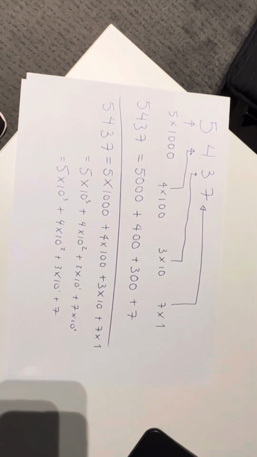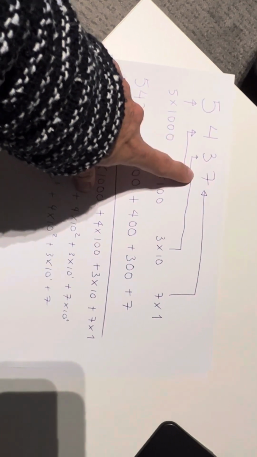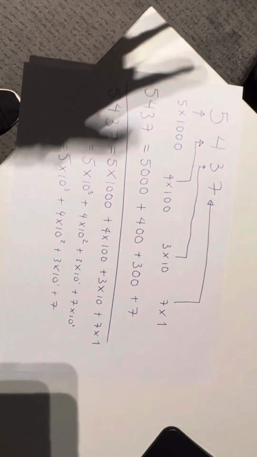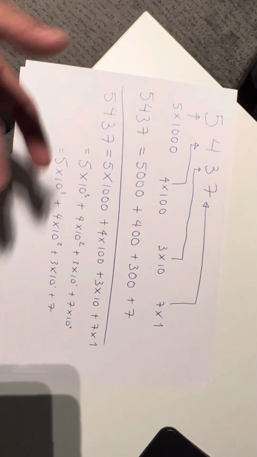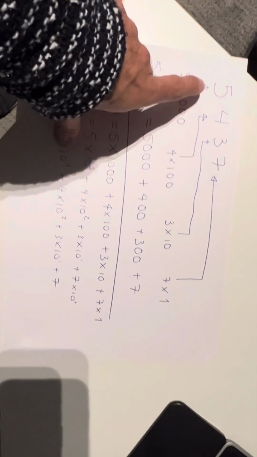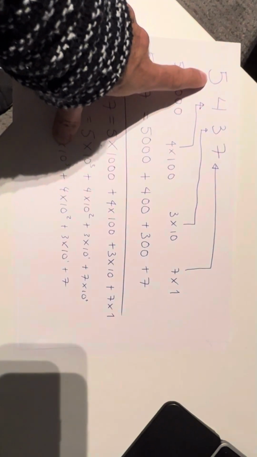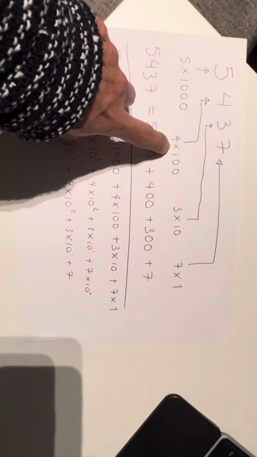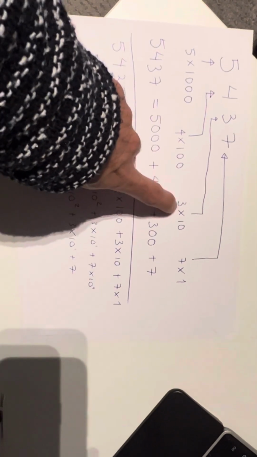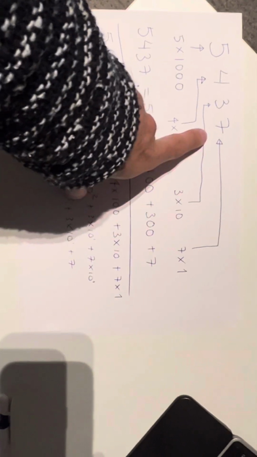Normally, a number like, say in this case, 5,437, you can always expand it, or decompose it if you want to, into its components. 5,437 is the same as 5 times 1,000, because that gives you the 5,000 part. Then 4 times 100 will give you the 400 part. 3 times 10 will give you the 30 part. And then 7 times 1 will give you the 7.